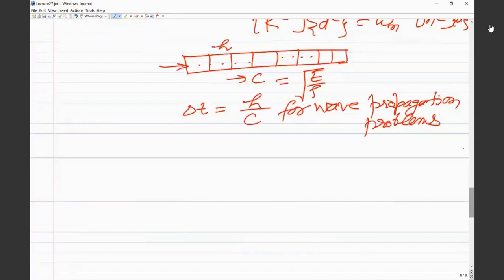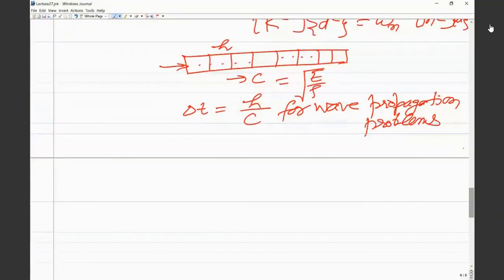Just like you told about the rod, where delta T is H upon C, similarly for the beam can we also say H upon C for delta T? Yeah, so in that case you have to take the speed of flexural waves. Yes, you can do it in a similar manner. Okay, so that C will be different, the flexural wave speed. Okay, thank you.